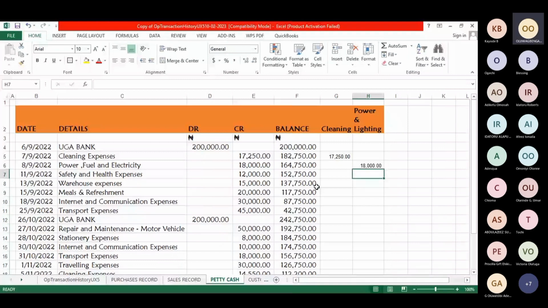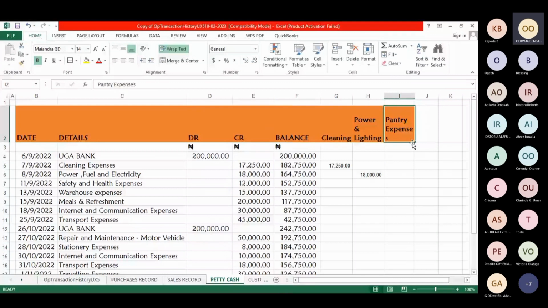Safety and health expenses. So this I will target to be maybe pantry expenses. So let's say they bought little items for office use, like, let's say with COVID-19, they need to buy nose masks or sanitizer. I can say it is relating to this.